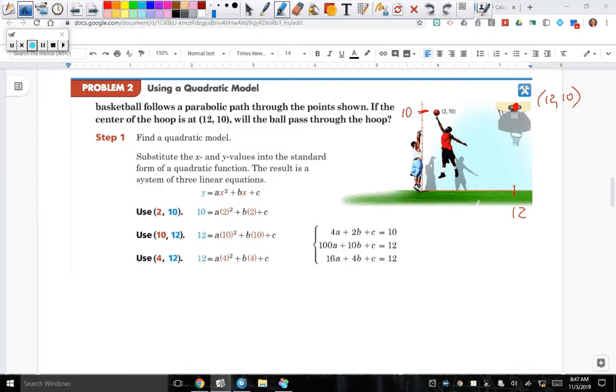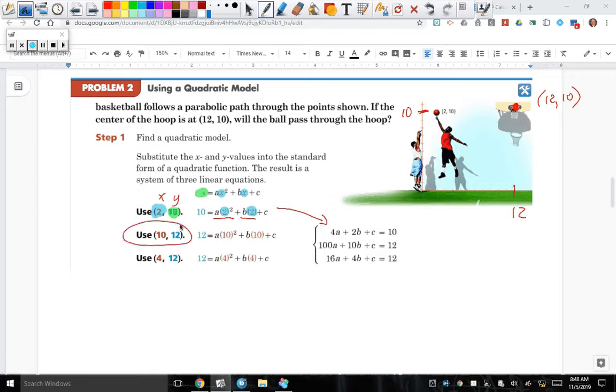So notice the technique, the strategy. You're putting 2 in for x, which is why you have this here and here. And you're going to put 10 in for y, because this is a point called xy that is on the parabola. Okay? We get 4a, 2b, plus c, that's my first equation, is equal to 10.